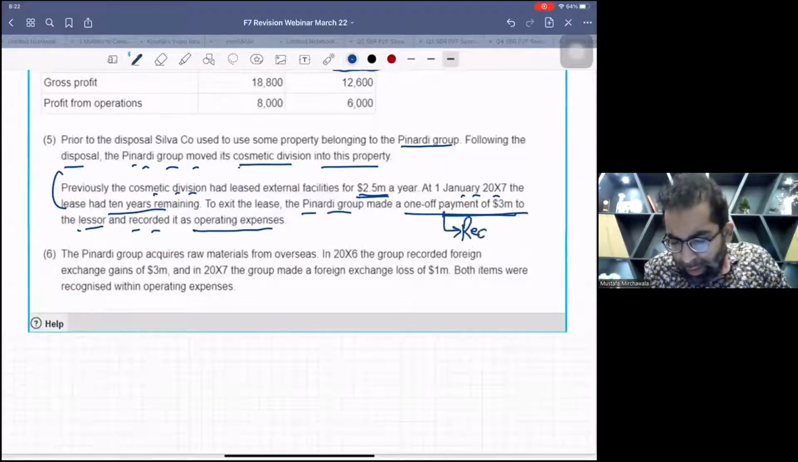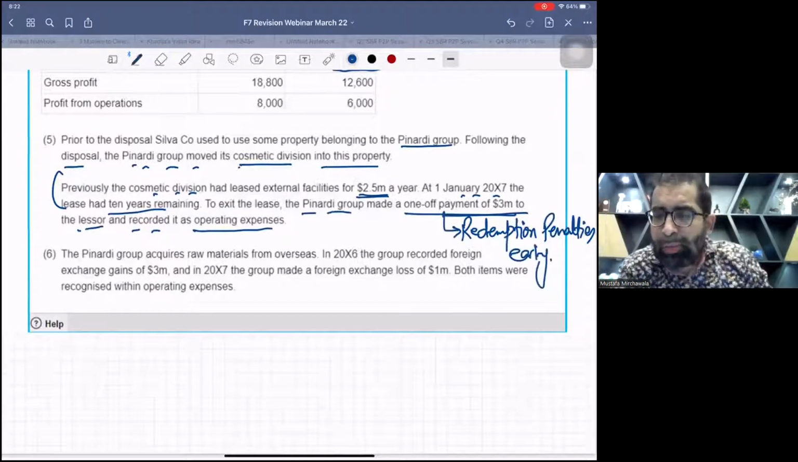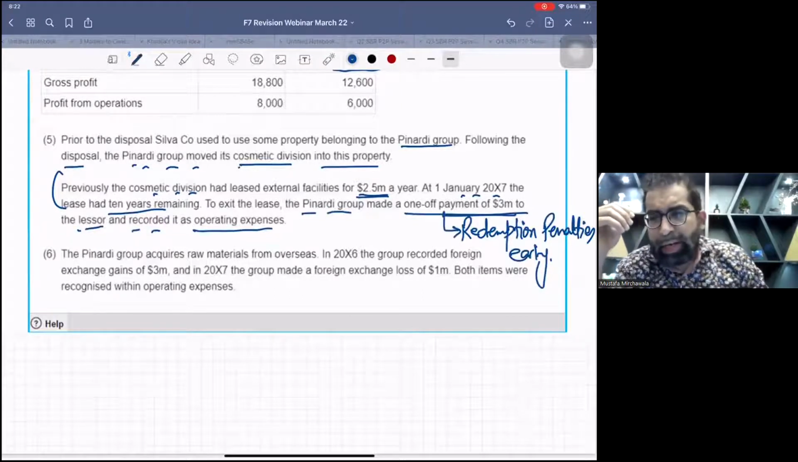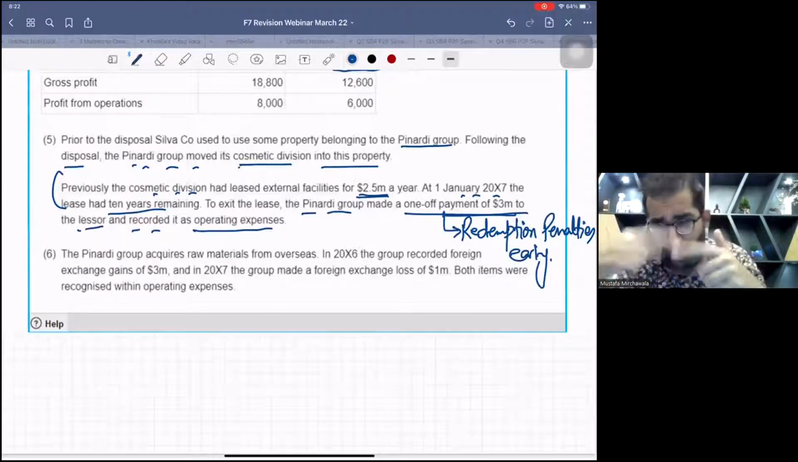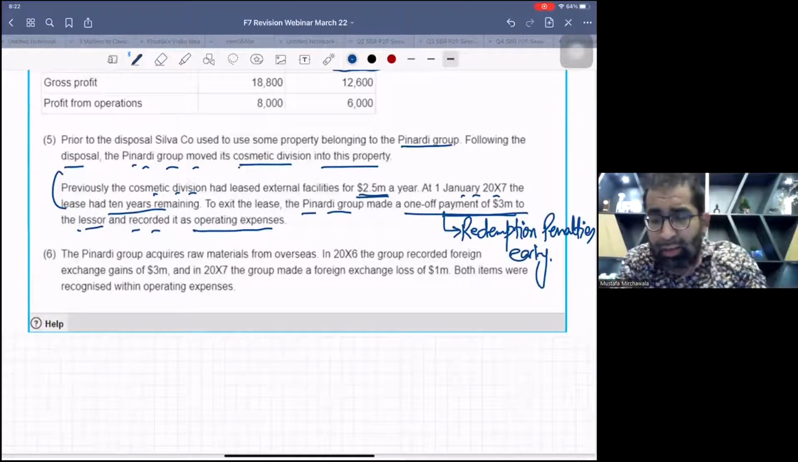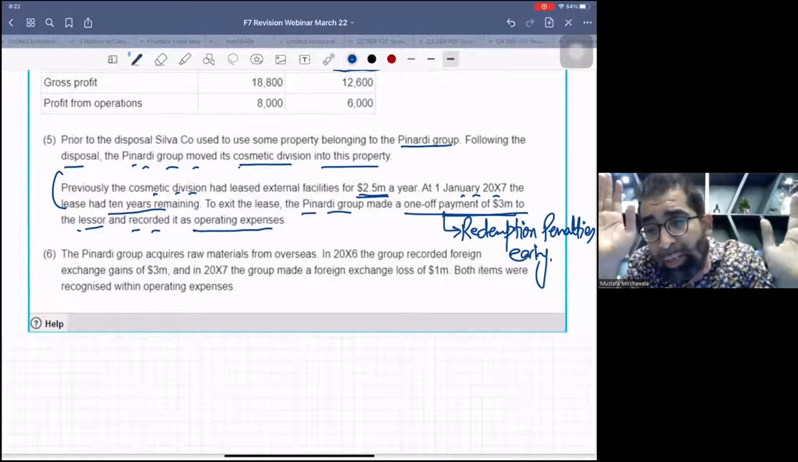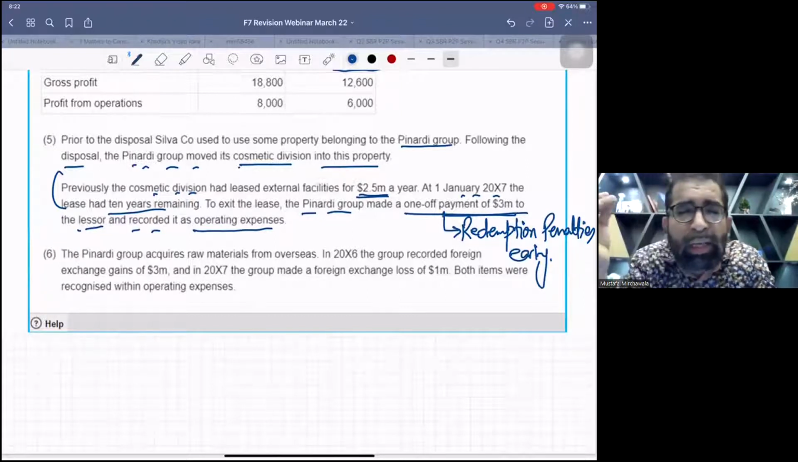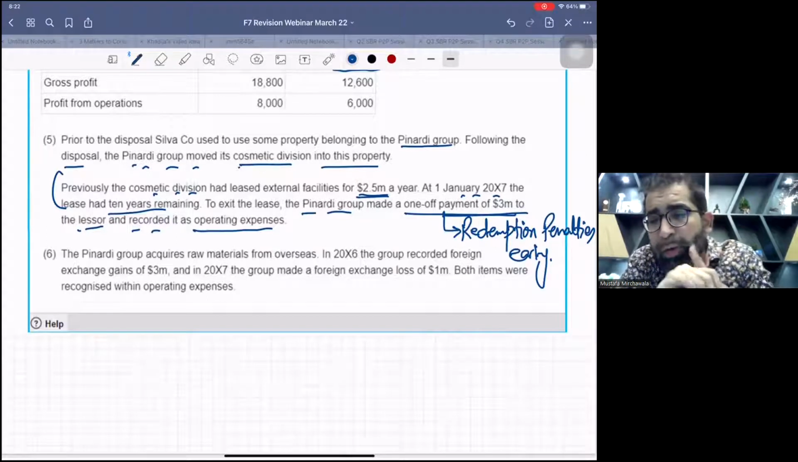It's like redemption penalties or early redemption penalties. I'm sure those who have studied the FM paper know very well about these. What are early redemption penalties? If you have taken a loan from a bank for 20 years and initially you promise the bank to repay the loan after 20 years with interest, but suddenly after 2 years you say, okay, take the loan back, the bank will be angry with you. The bank will say, why are you returning early? Because the bank was expecting 20 years of interest, and now you are giving only 2 years of interest. So the bank would be angry. That's why they put early redemption penalties.